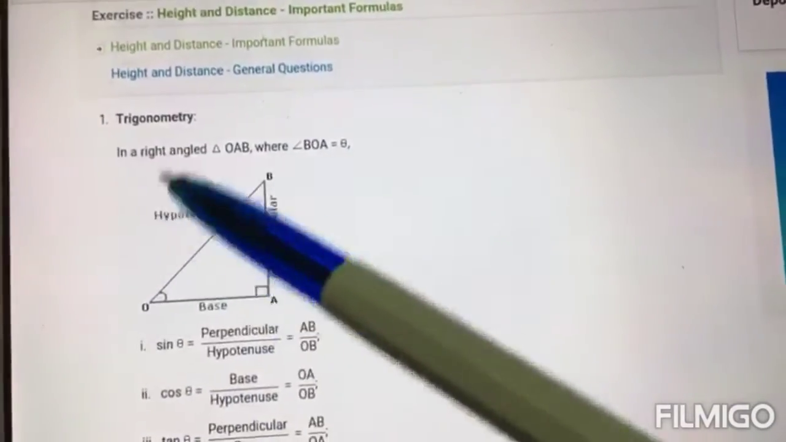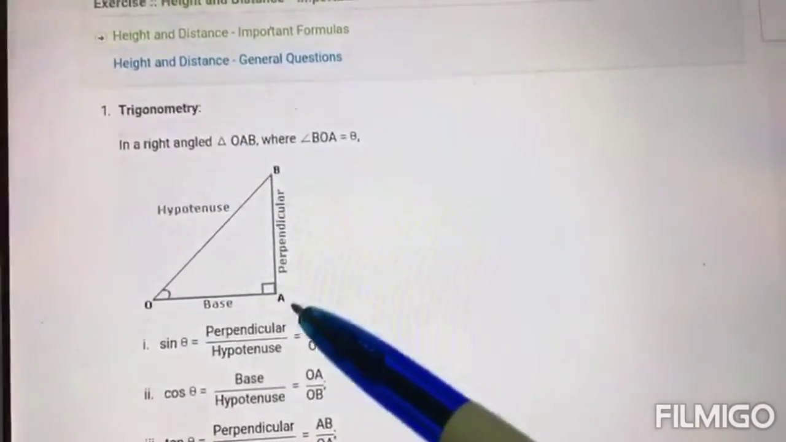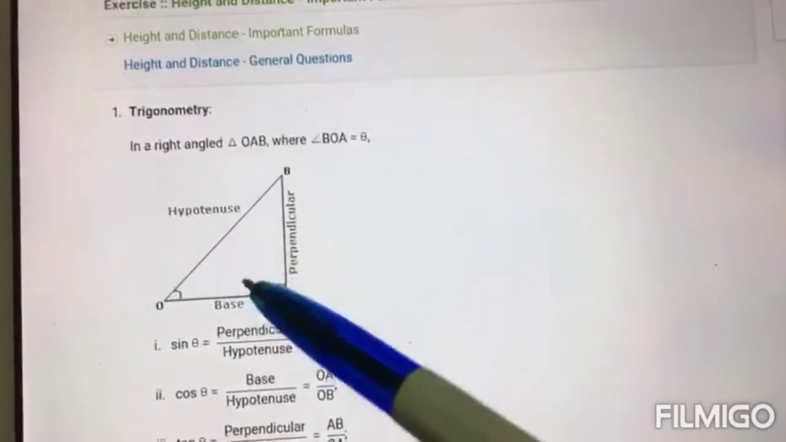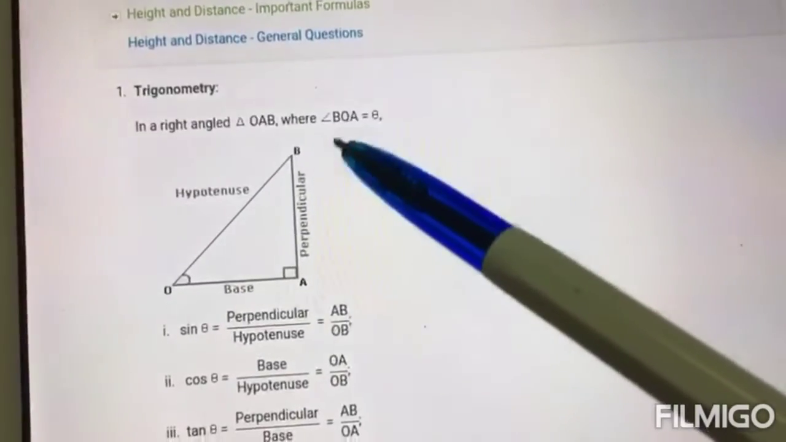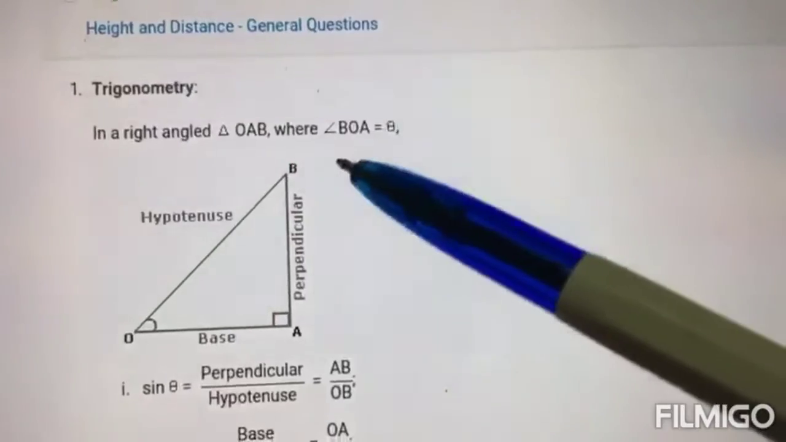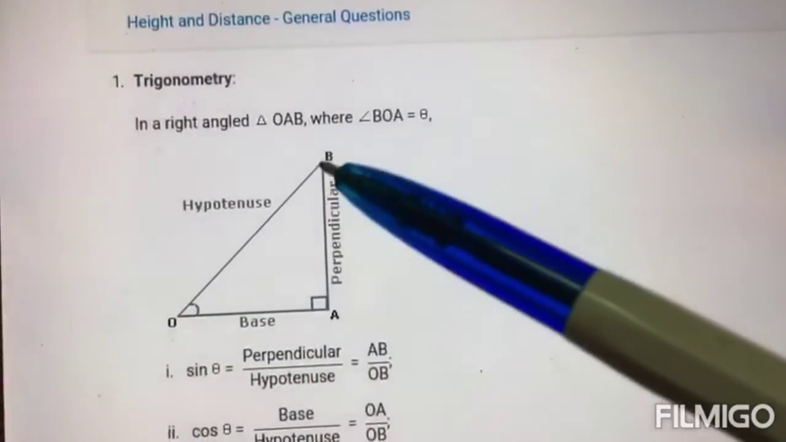So in a right angle triangle, what is a right angle triangle? A triangle where one of the angles is 90 degrees, like this one. In this case, it is OAB, where angle BOA is equal to theta. Okay, this is called theta. What is angle BOA? It is this angle.